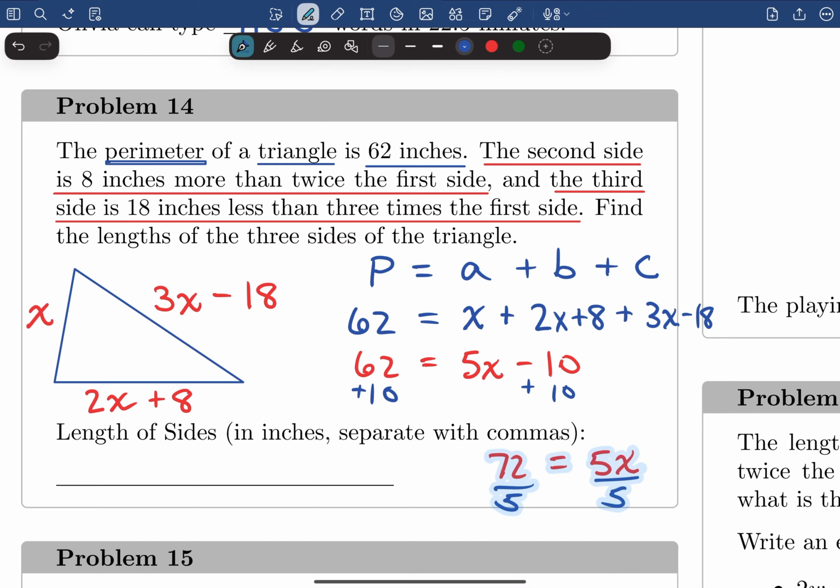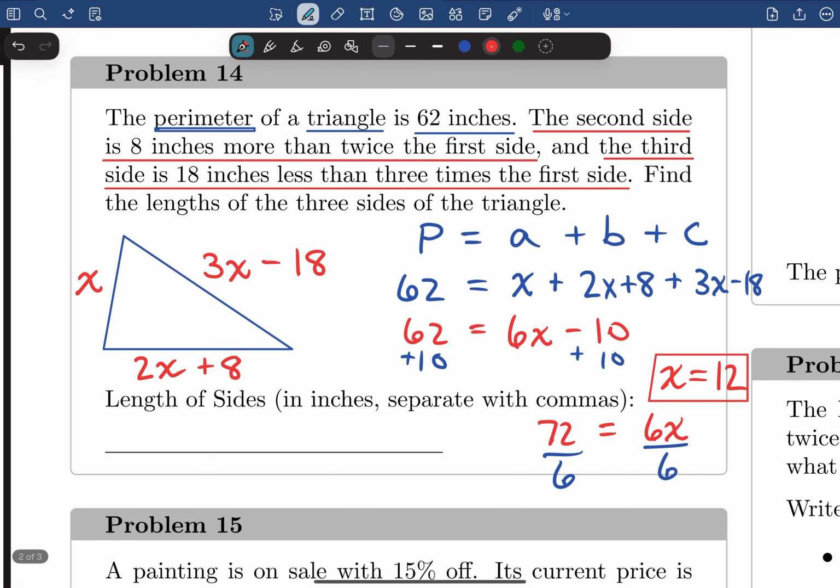I see a quick mistake that I made. 1x plus 2x plus 3x is definitely 6x. There we go. And so quickly, I make the adjustments so that I don't make a big mistake here. There we go. And that means x, the short side, equals 72 divided by 6, which is 12. There you go. Okay, so now we know the short side of this triangle.